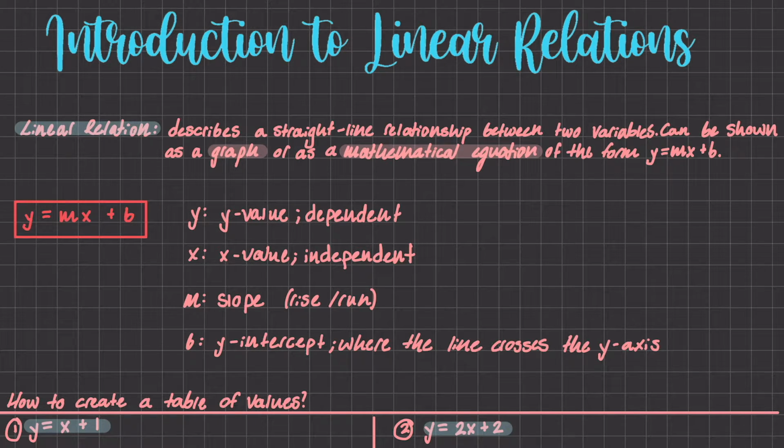On the other hand, we have x, which is an independent variable. Independent means that you can change it however you like. You can put in whatever number you like into the equation, 1, 2, 3, 4, etc., and you're going to get a different y value output depending on that.